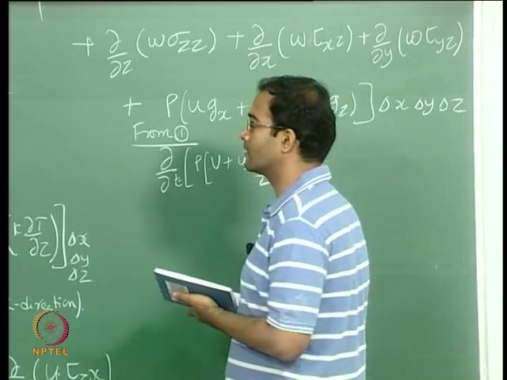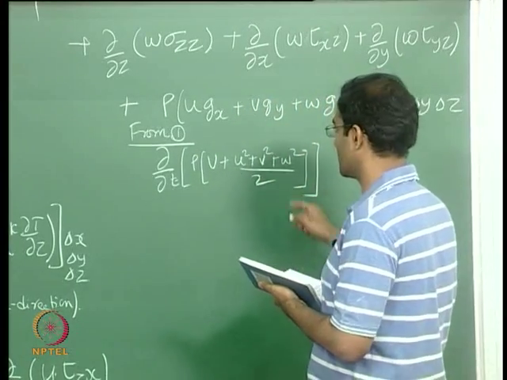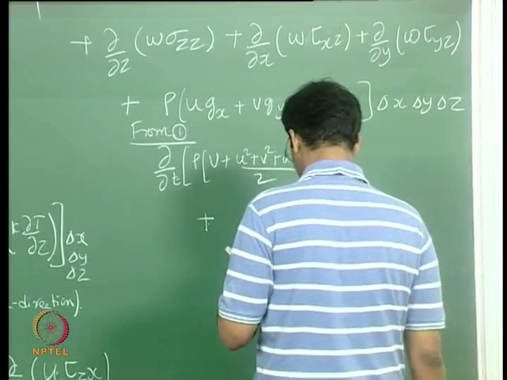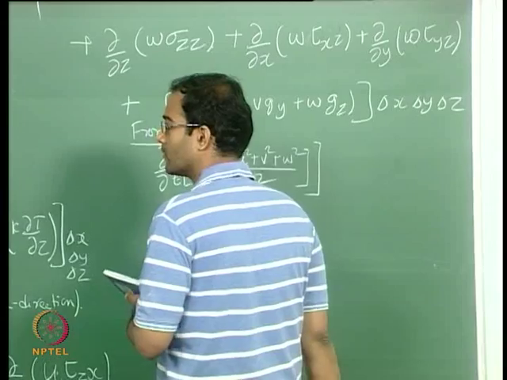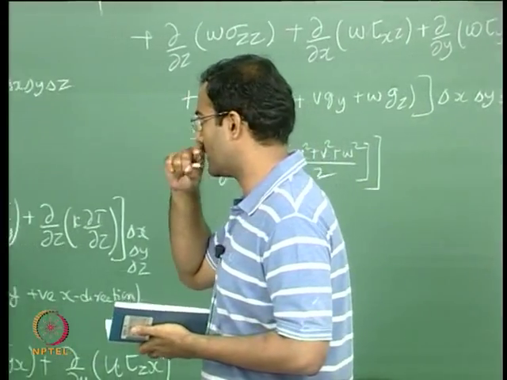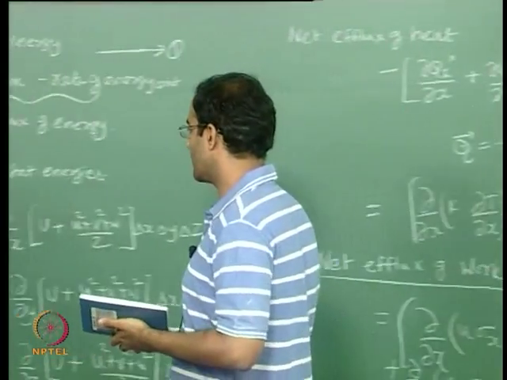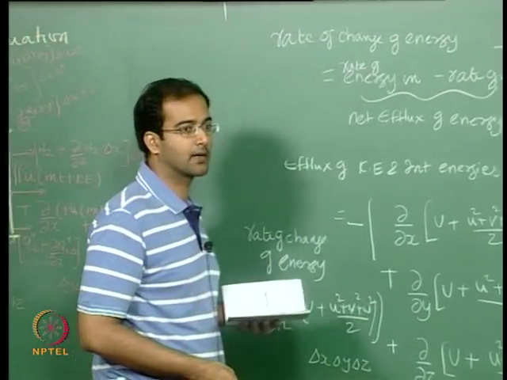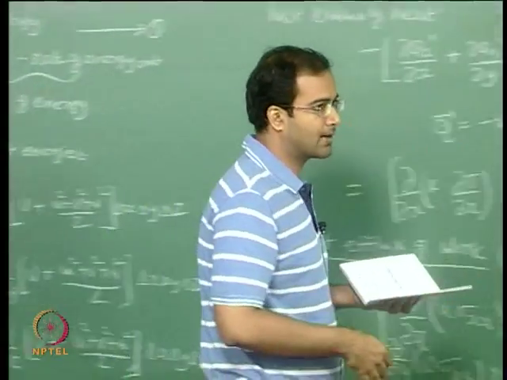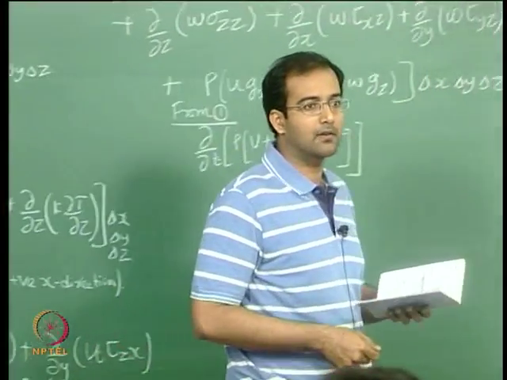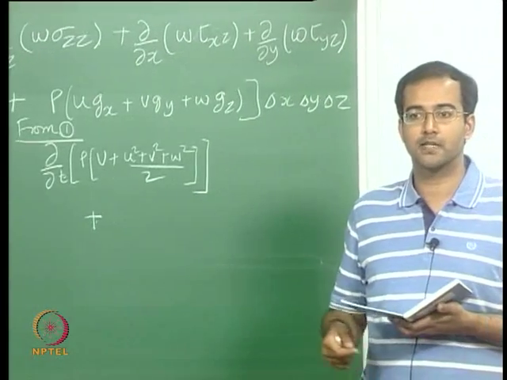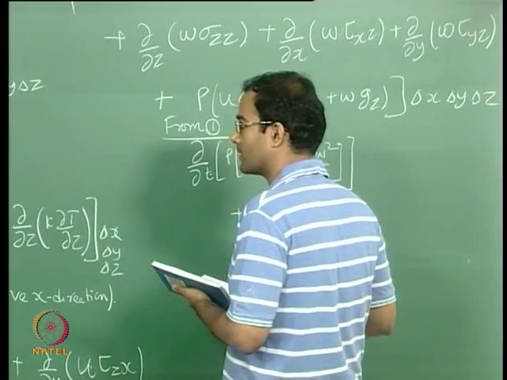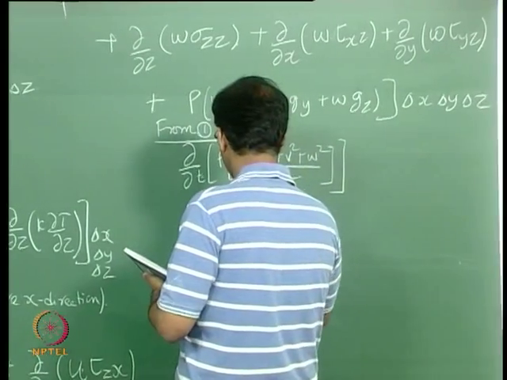So this is the rate of change of energy within the control volume, plus you have the flux terms. Strictly speaking, we can combine the rate of change of energy and the flux terms together into a total derivative. I am just going to first write it down, and then combine the convective terms and the rate of change terms into one single total derivative for a compact notation. So right now I will just write it in the full form.